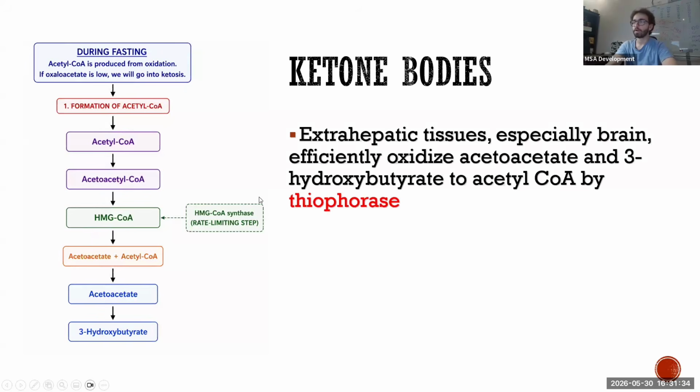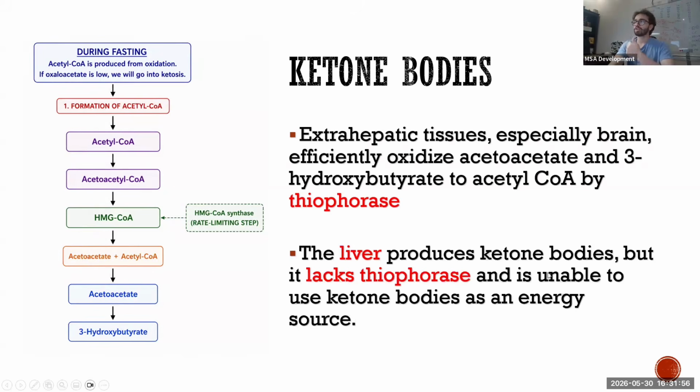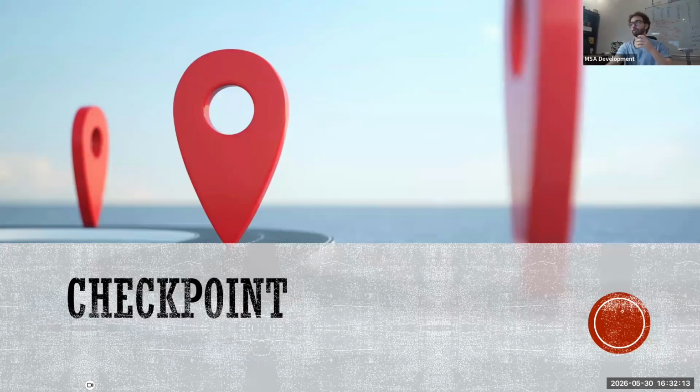Okay? Now, I want you to know that tissues outside the liver, such as the brain, especially the brain, love ketones because they know how to use them. They have an enzyme called thiophorase. The brain has thiophorase. And what does thiophorase do? It breaks down the ketones into acetyl-CoA. And the brain will use acetyl-CoA for energy. But the liver can't use ketones for energy. Why? Because it doesn't have thiophorase. Is this clear? The brain has thiophorase, so it can use ketones for energy, but the liver does not have thiophorase, so it's unable to use ketone bodies as an energy source. Second lecture over. We're going to move on to the questions.